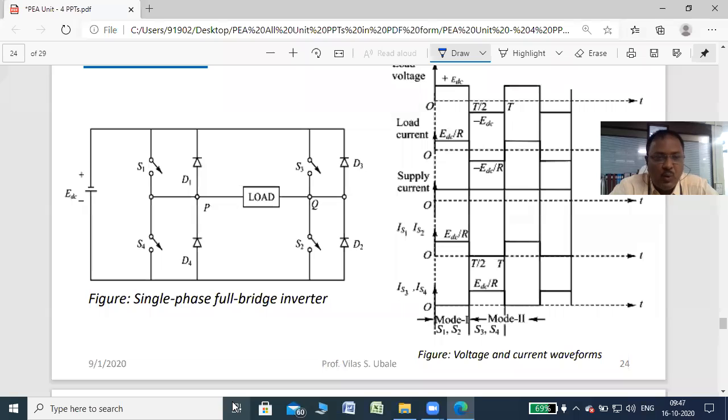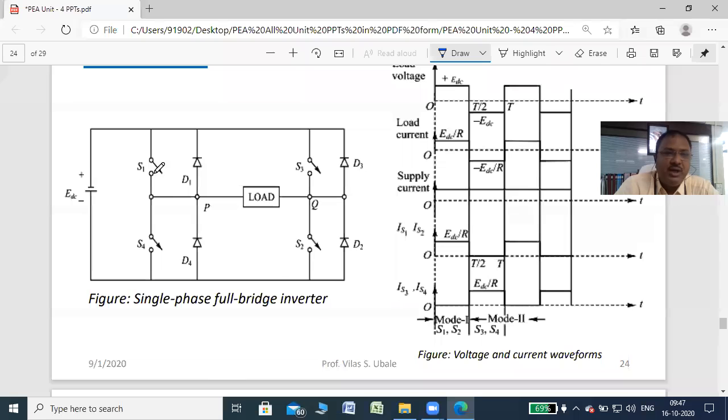So with resistive load, diodes D1, D2, D3, D4 are not used, but still they are connected in the circuit. There is no harm in connecting the diodes in a circuit with resistive load, but with inductive load these diodes are required.